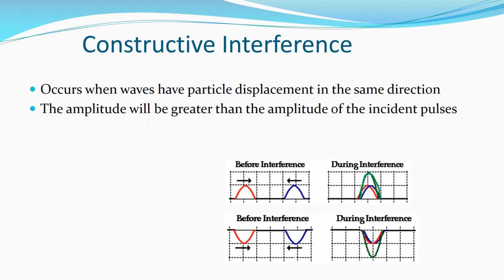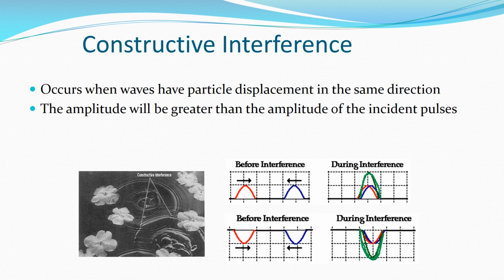Same thing if they have a negative amplitude. We have the red one, which has a negative amplitude, and a blue wave pulse, which also has a negative amplitude. So when they add together, they become more negative. And you can see that here in this picture. We can see that there is a ridge here of stronger waves, of higher waves, because there's two waves that are interacting with each other on this pond.